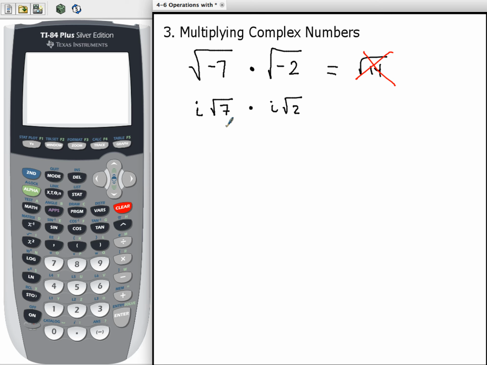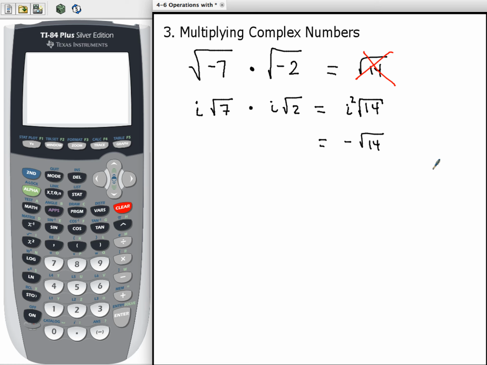Now, when you do that, then you can multiply what's underneath the radical together. So 7 times 2, that gives you 14. So that's going to be underneath the radical. Then i times i, well that's i squared. But i squared is really the same thing as negative 1, so you'll get negative the square root of 14.